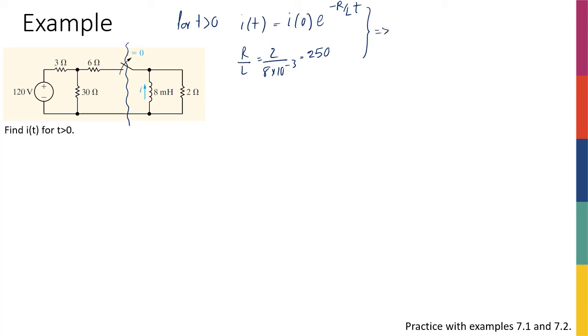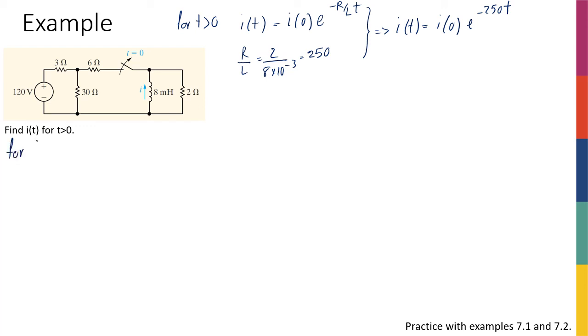Therefore, I of t is going to be I at 0 times e to the power of negative 250 t. The only remaining part would be finding the initial value of the current of the inductor. We know the drill. I just need to analyze the circuit before t equal to 0.